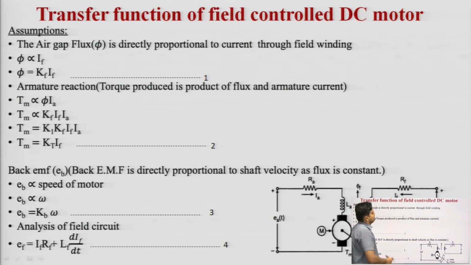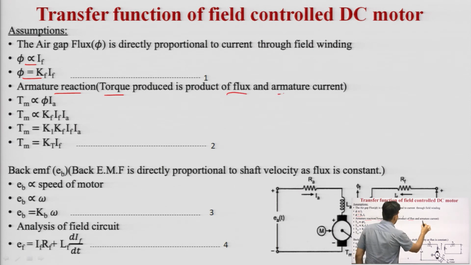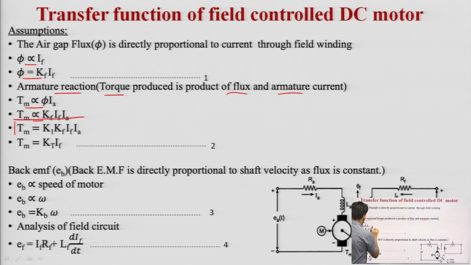So, in this case, I will assume the armature current is constant, same analysis, my air gap flux is proportional to field current I F, or phi equal to K F I F, then armature reaction will happen, it will generate torque, which is the product of flux and armature current, same expression. Now, this is the torque expression given by K 1 K F I F I A. This thing we obtained in the previous derivation. Now, here I am assuming K 1 is constant, K F is constant and my armature current is constant.